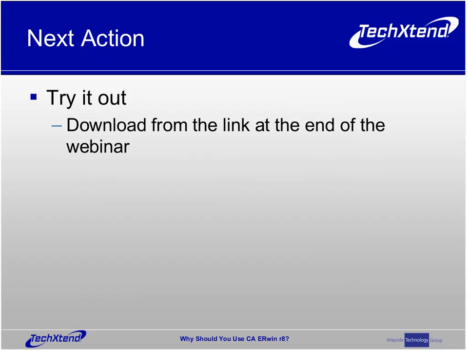So the next action is to try it out. When you exit out of this, you'll get a link to download the eval software. If you're using ERwin 7 or ERwin 4.1.4 and have not tried out ERwin 8, you can install it without it stepping on the toes of your existing installations. It runs as a separate application, so feel free to download it and give it a try.